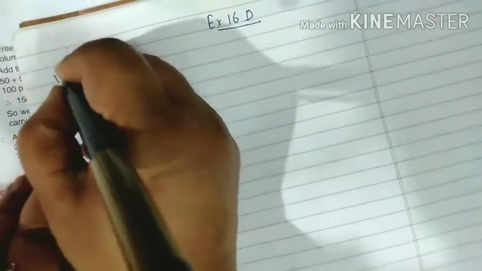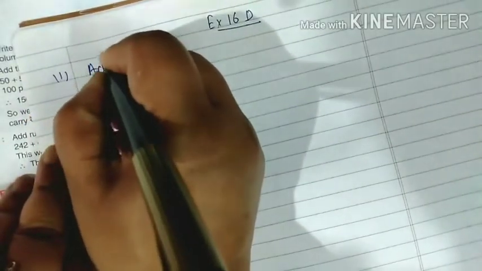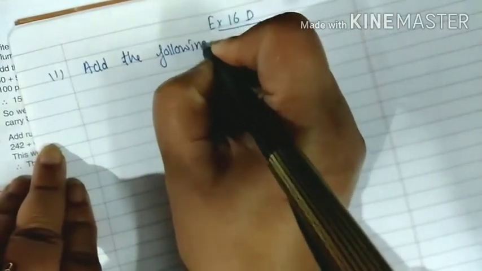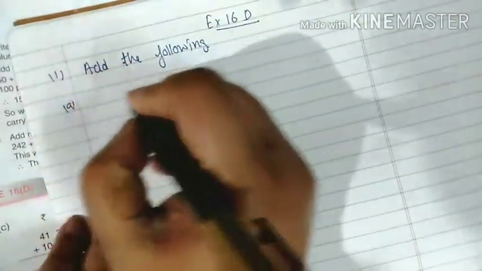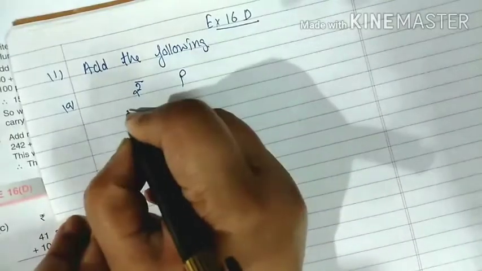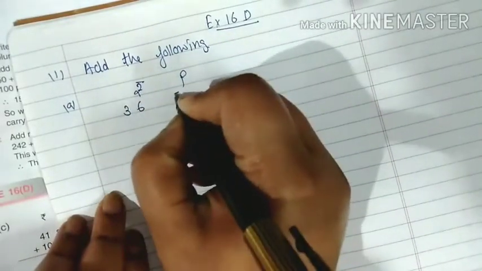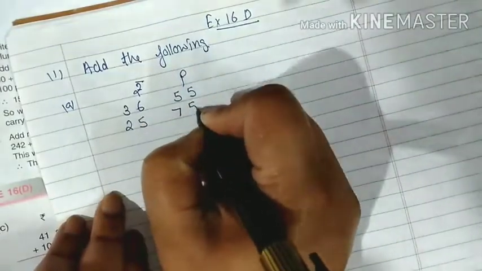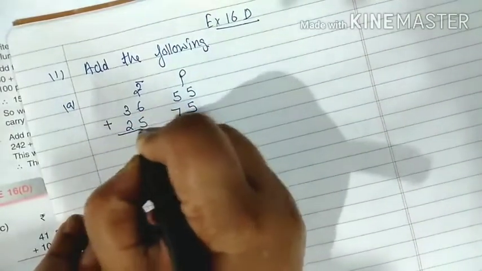That is 1. Add. Everyone knows how to add? You people know, na? So let's do the addition part of money. Question A, here you have to mention rupees and here paisa. 36, 55. 25, 75, and this is the sign of plus.